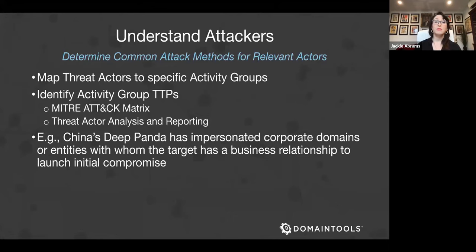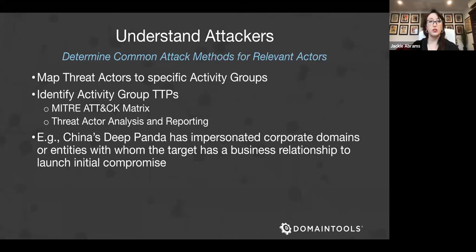For example, China's Deep Panda has impersonated corporate domains or entities who had a business relationship so that they could launch initial compromise. This is a really often used pattern. If you look at SolarWinds, they went through the supply chain in order to compromise their targets. And that's something that we always need to be prepared for.